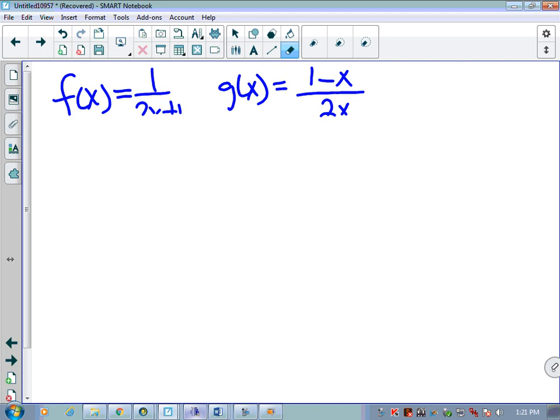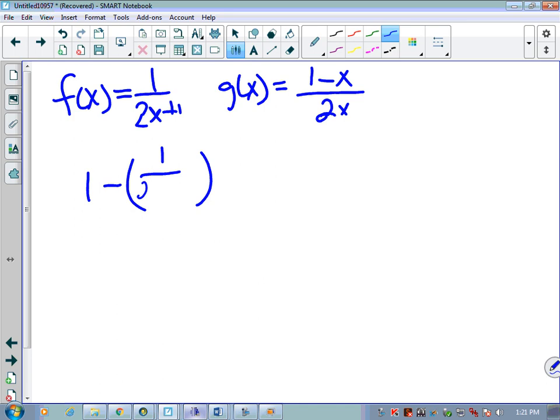All right. Harder yet is to put f of x into g of x, because g of x has 2 x's. So as we start this, we have 1 minus parentheses 1 over 2x plus 1 over 2 times 1 over 2x plus 1. Okay, so you can kind of see now why it's a little harder to go this route. Let's see, I'm going to go to the right and then scroll down as we look at this.